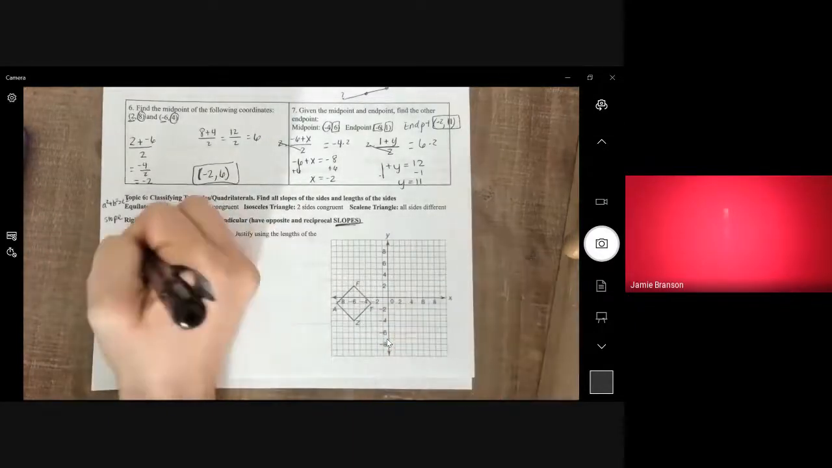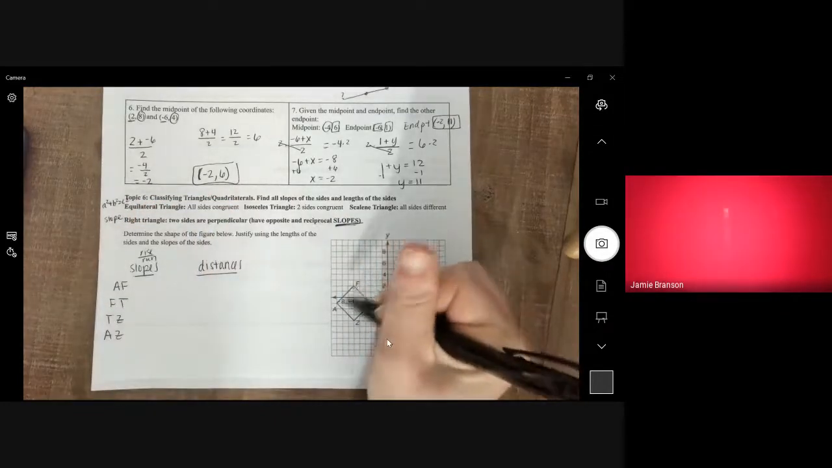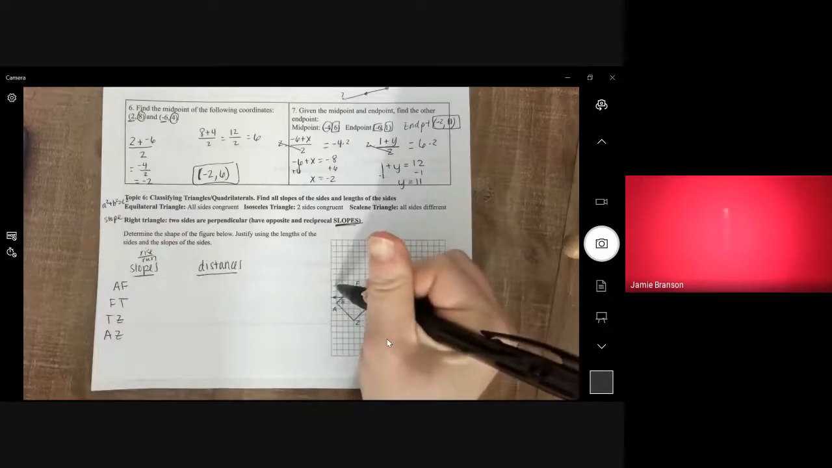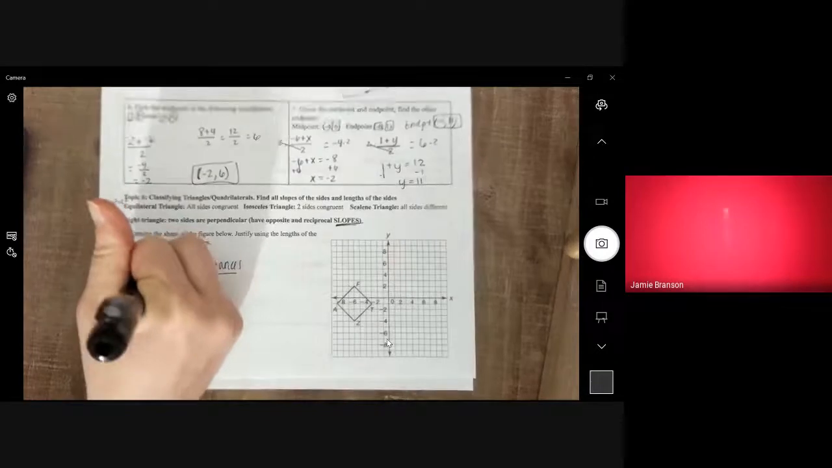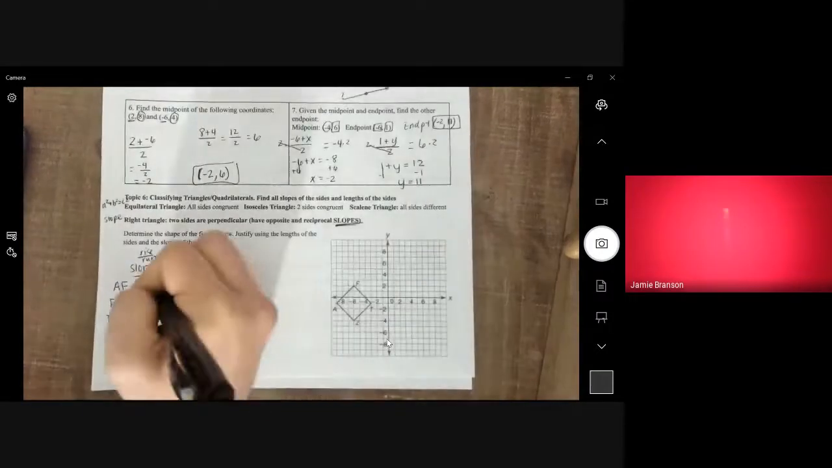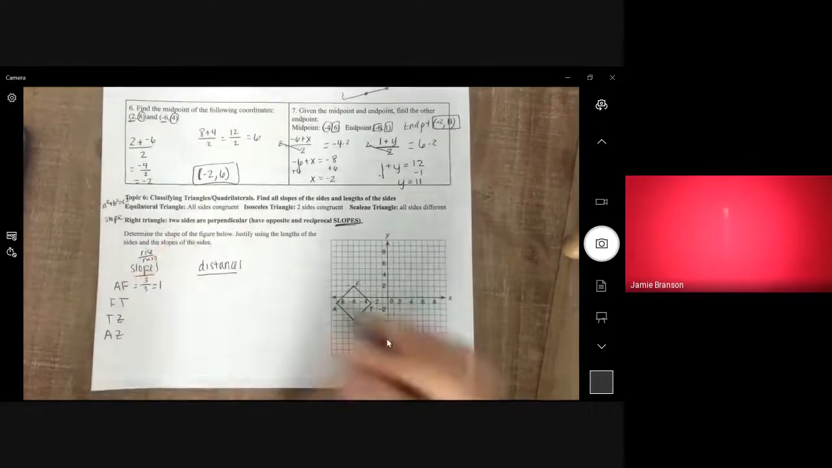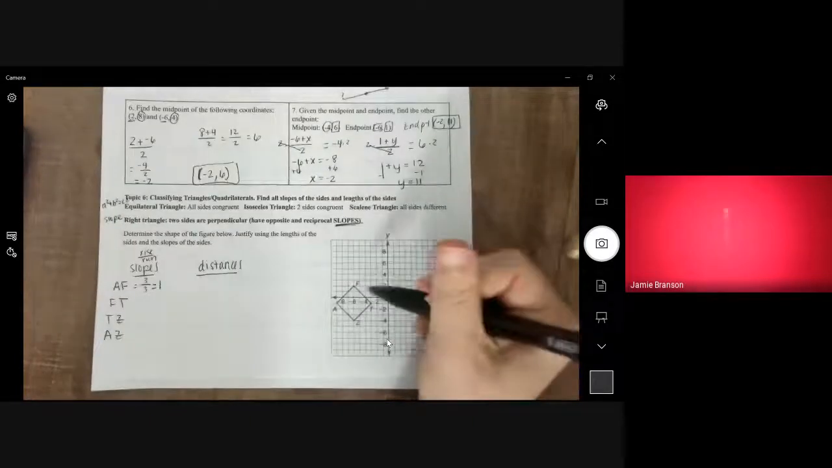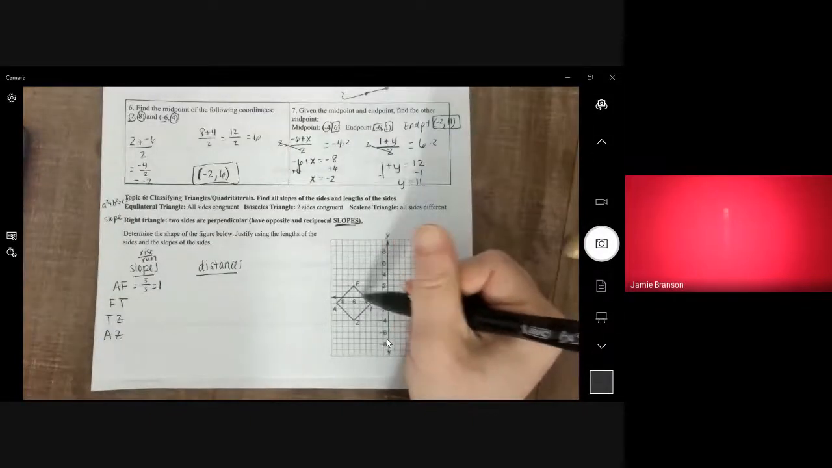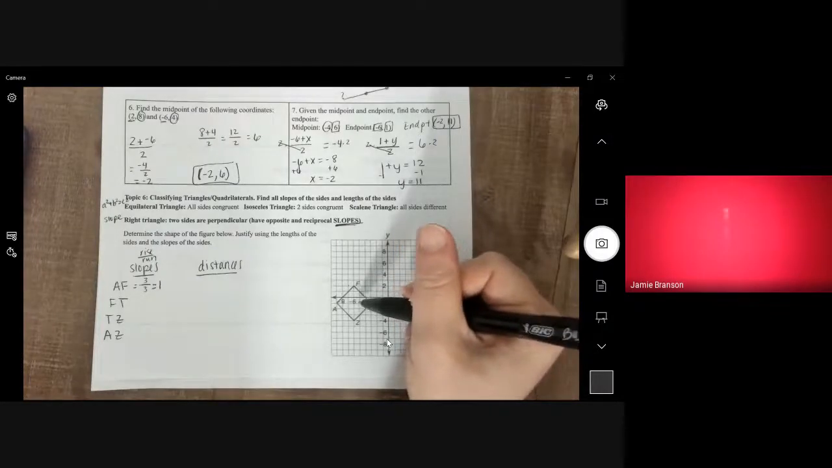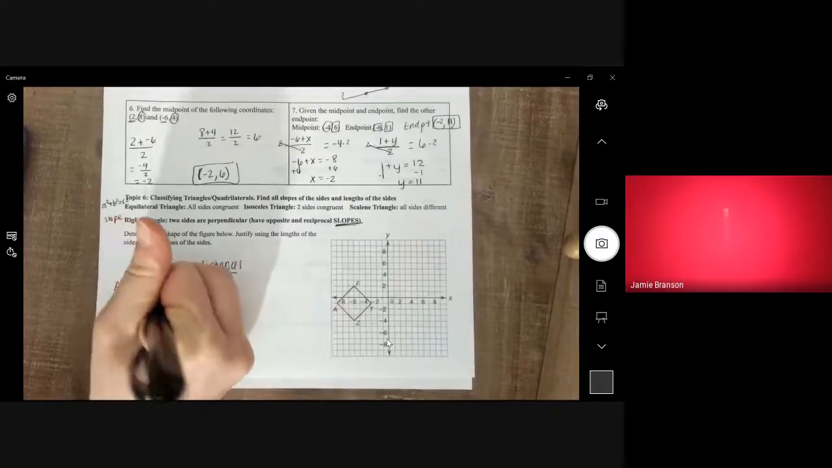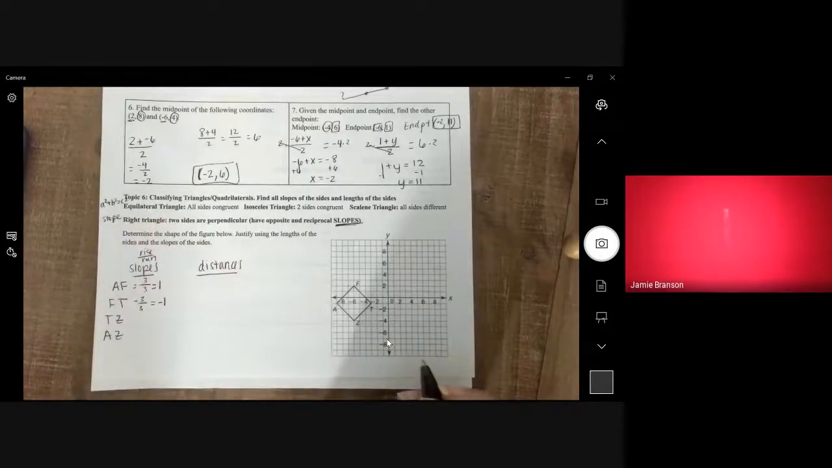So remember, slope is rise over run. Okay, so the slope of AF, I will go up 1, 2, 3, and over 1, 2, 3. So 3 over 3, and I went up and right, so that's positive. And we want to simplify. 3 divided by 3 is 1. Okay, FT, this one's going down, so I know I'm going to have a negative. So down 1, 2, 3, and right 1, 2, 3. So -3 over 3, which gives me -1.